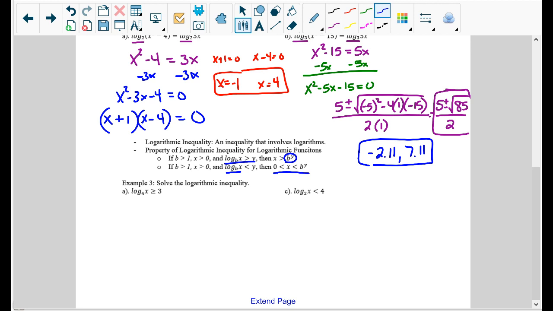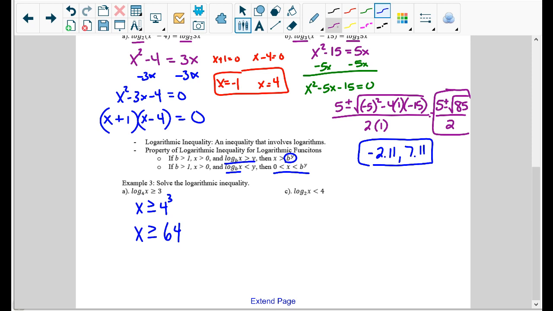So here I have log base 4 of x is greater than or equal to 3. So x is going to be greater than or equal to, and when I rewrite this log, it's 4 with an exponent of 3. So x is greater than or equal to 4 to the 3rd power, which gives me 64. So x is greater than or equal to 64.